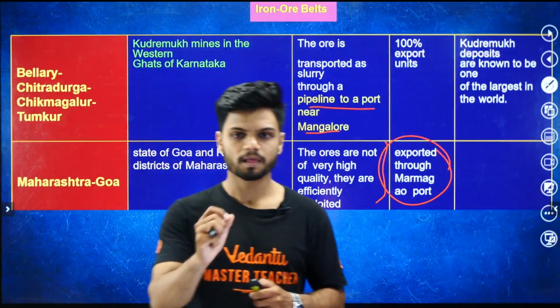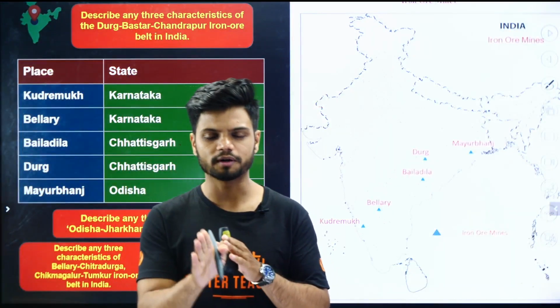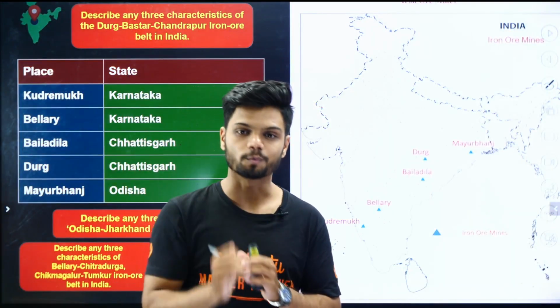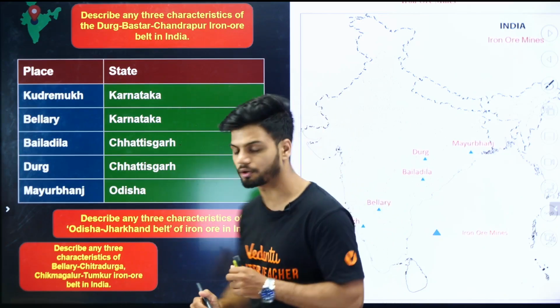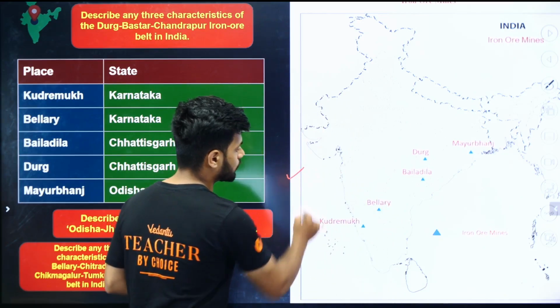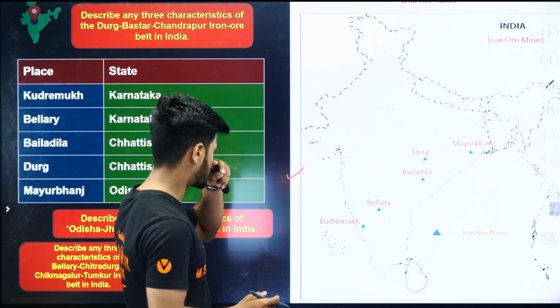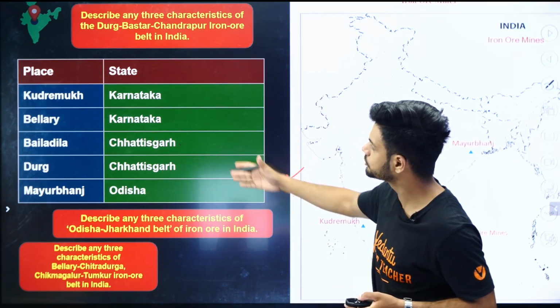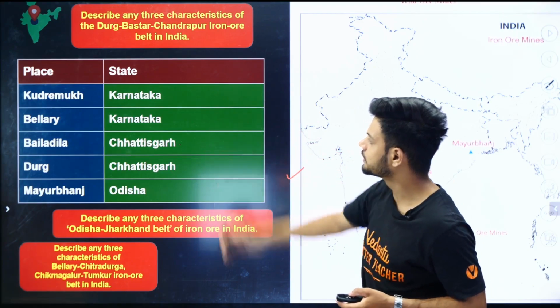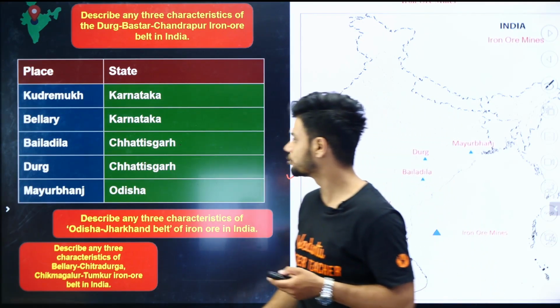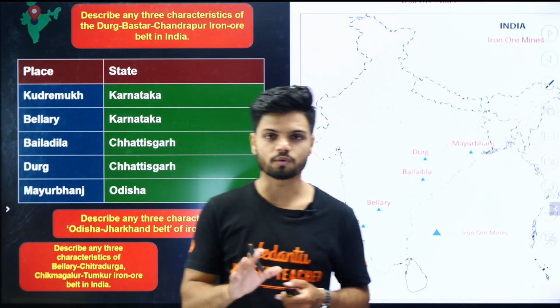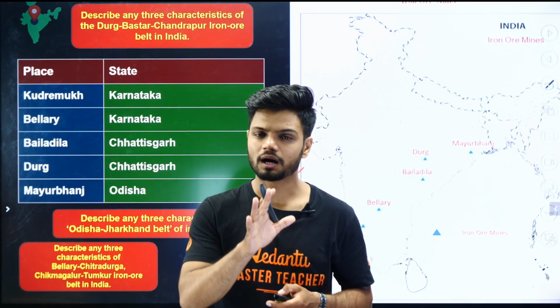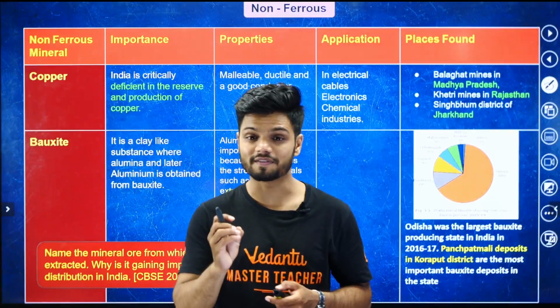High quality ore. Then we have a graph which is very important. It shows us which belts are present where. So this graph is very important. One question can come from here. They can ask you the location of iron ore. Okay. Then we have locations: Kudremukh, Karnataka; Bellary, Karnataka; Durg is in Chhattisgarh. Right? They can ask you questions based on that. So remember, learn the map.